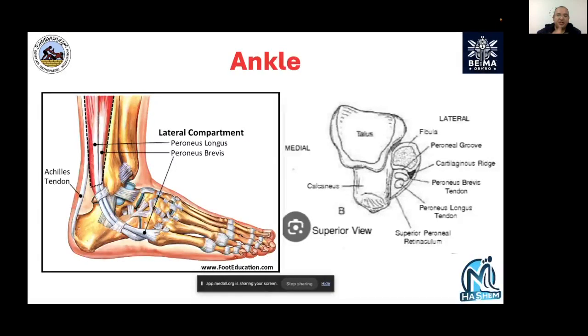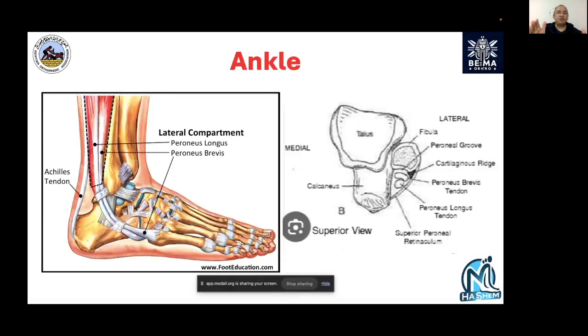Why? Because remember that the tib ant is countered by the peroneus brevis and the tib post is countered by the peroneus longus. Tib ant is countered by peroneus brevis and tib post is countered by peroneus longus. And as we said, simply, to remember it is the way you examine them.